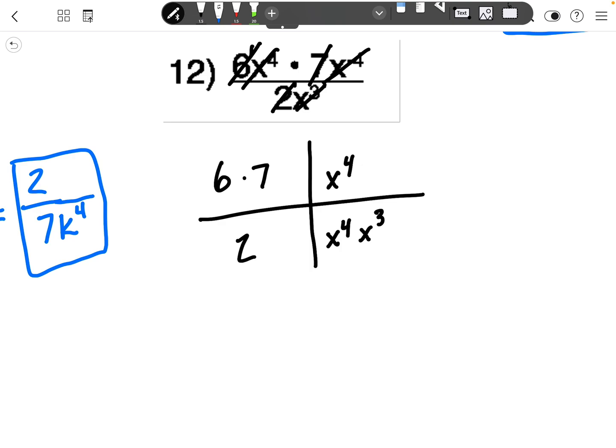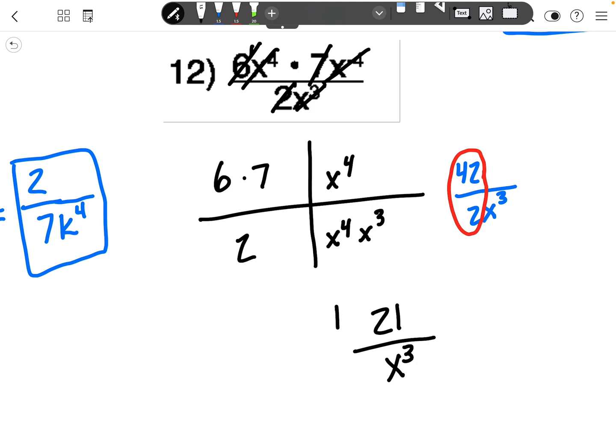All right, so on the top right now I have 6 times 7, which is 42 over 2. And then X's, I have 4 on the top, 7 on the bottom. 7 minus 4 is 3, so X to the 3rd, since I have more on the bottom, I go on the bottom. And I want to look at this 42 over 2. 42 over 2 simplifies to just 21. 42 divided by 2 is 21, so I have 21 over X to the 3rd power. And 42 is bigger than 2, so my 21 goes on the top.